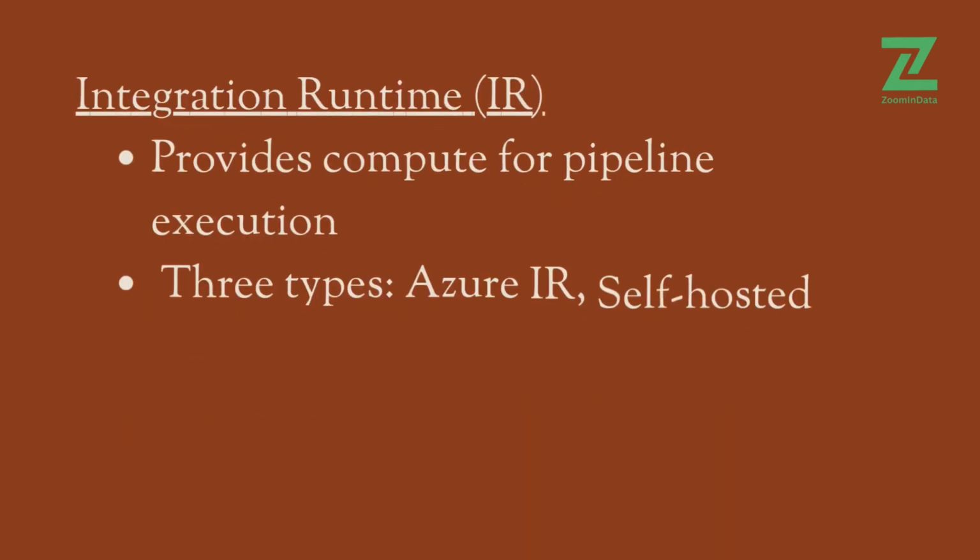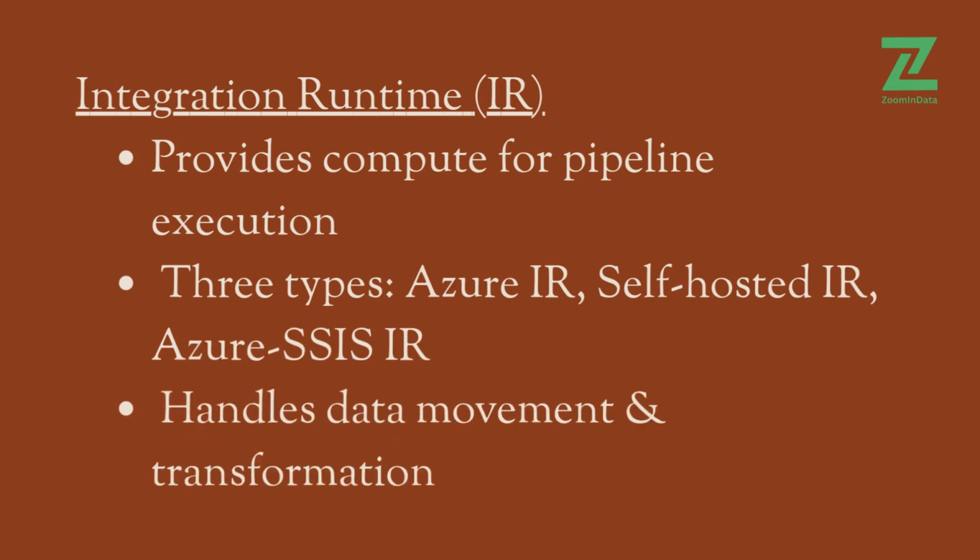Integration runtime is the compute engine that executes your pipeline activities. There are three types: Azure IR, which runs in the cloud, self-hosted IR, which runs on premises, and Azure SSIS IR, for running SSIS packages. Integration runtimes handle the actual movement and transformation of data and are critical for performance and scalability.